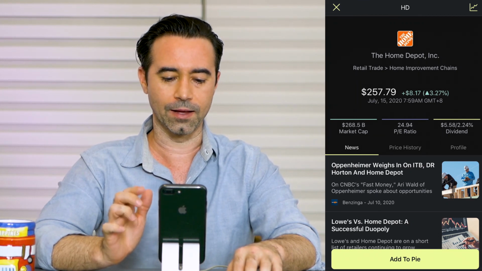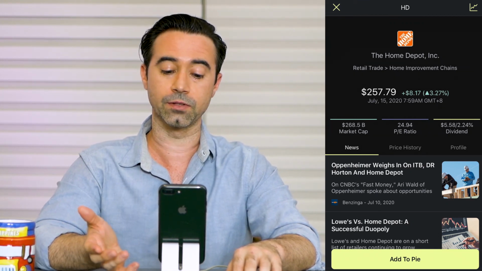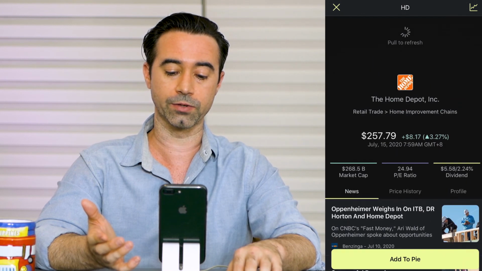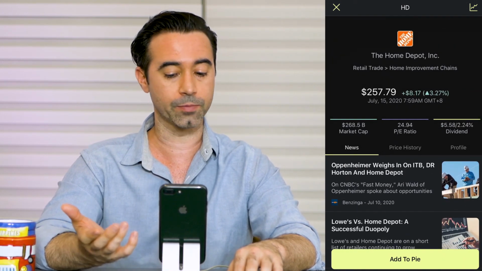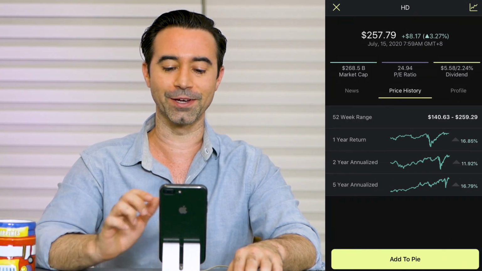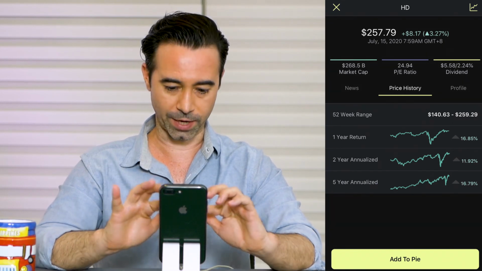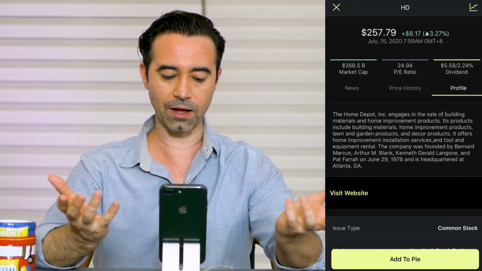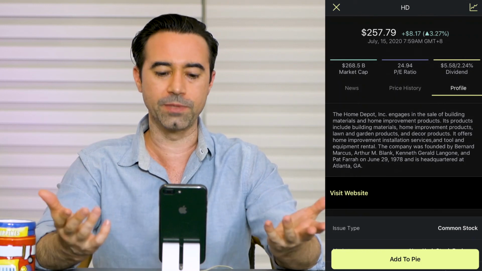So that price history of Home Depot has been great. The 1-year return is 19.13%. So Home Depot's been doing good. That's price history. Profile, of course, you can see what Home Depot is.